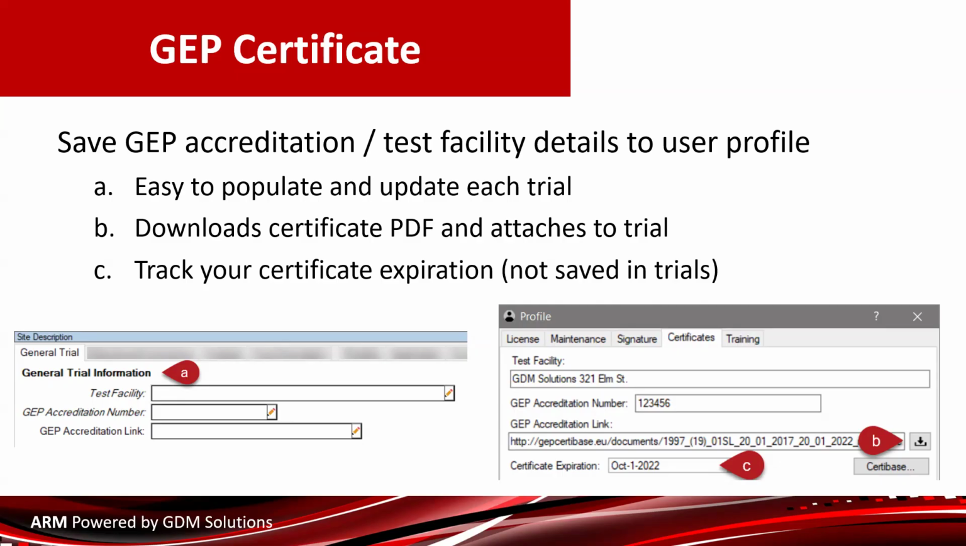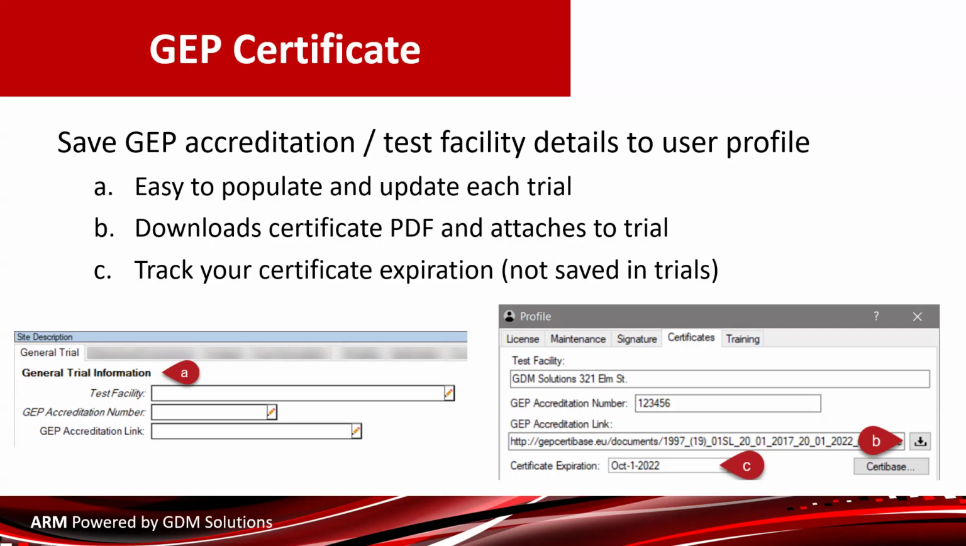So here it makes more sense to fill that information in once in ARM in your profile, which you can find under the help menu. There's a tab for certificates, and you can fill in. Of course, this is all fake because GDM, we don't do any actual research, but for real research groups, you would put in your GEP details here with your test facility, your accreditation number, and the link to that certificate. And that's saved in your profile. So when you open a trial, it can stamp that information into the trials that you are working on.